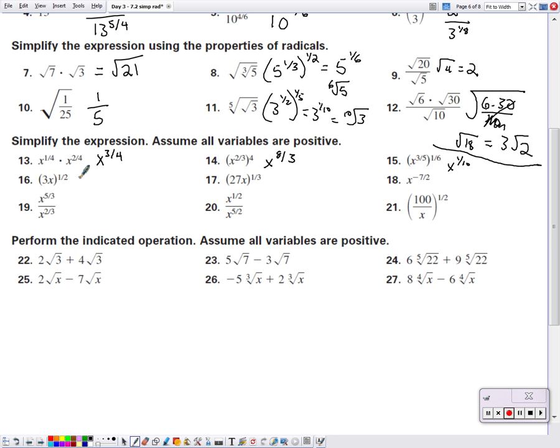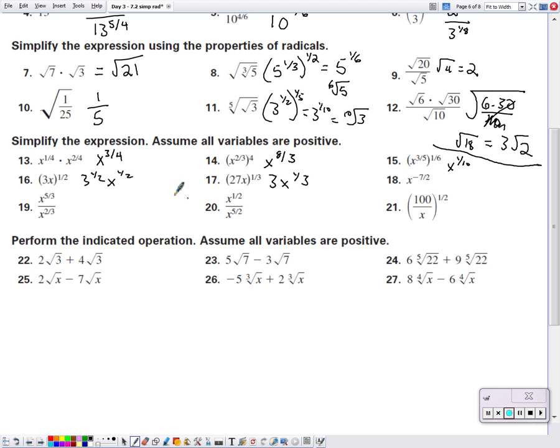There's really nothing you can do here. I guess you could write it as 3 to the 1/2 x to the 1/2. And here, though, you can take the cube root of 27 for number 17 and get 3x to the 1/3. Number 18, I'm not even going to waste the space on the board because it's just going to be 1 over x to the 7/2.